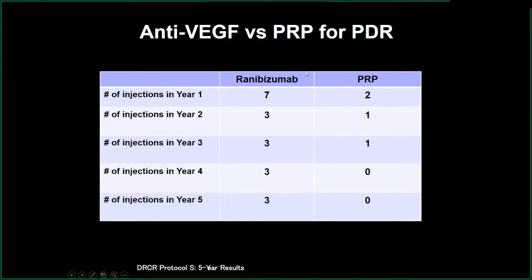And basically, patients were randomized to one or the other. They got PRP to start, 1 or 2 sessions, or they got Ranibizumab to start. Here's the number of injections that they needed each year over 5 years. Now, note that the PRP group also still occasionally got injections for diabetic macular edema. Okay, that's why the number is not zero here.